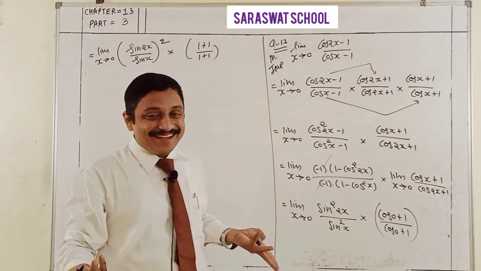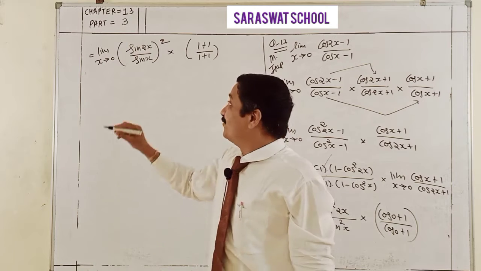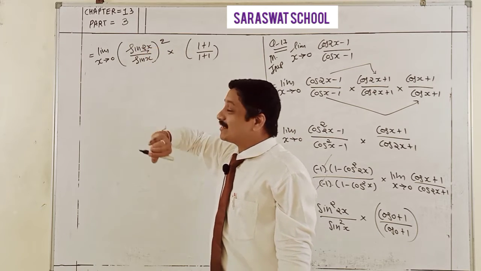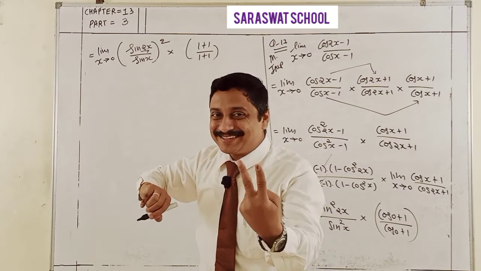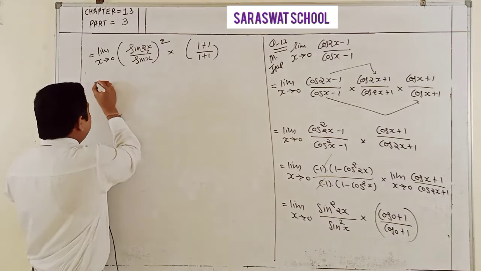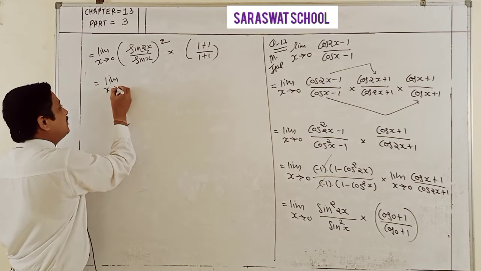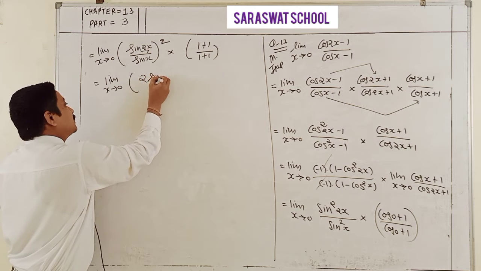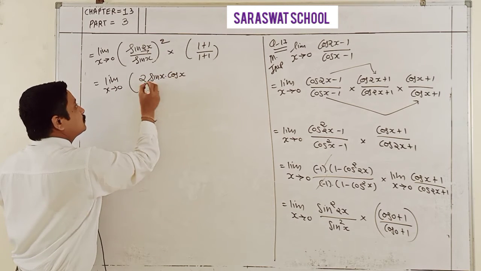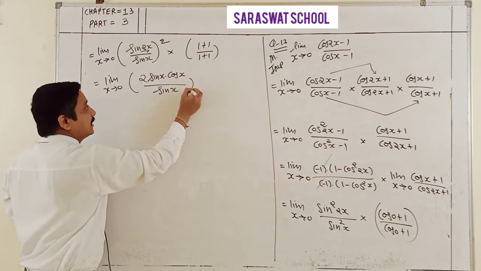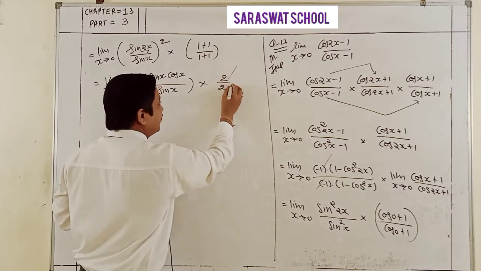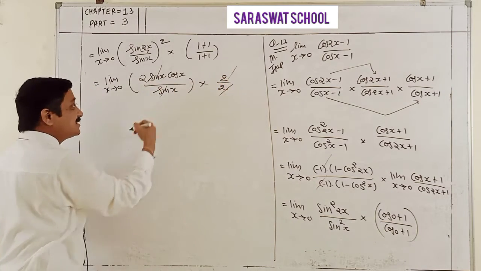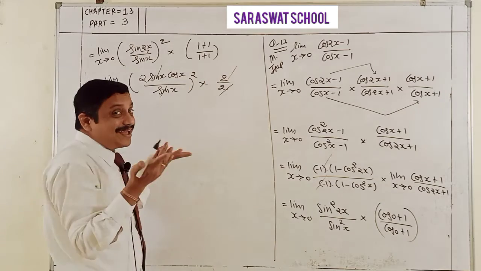Cos 0 is 1. Now students, this formula you know: sin 2x is 2 sin x cos x. Yes. So indirectly your numerical is happily done here. 2 sin x cos x by sin x. And here 2 by 2 cancel. This also cancels. And the square as it is.